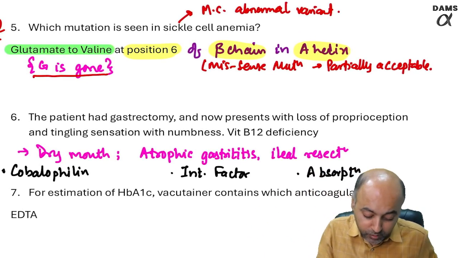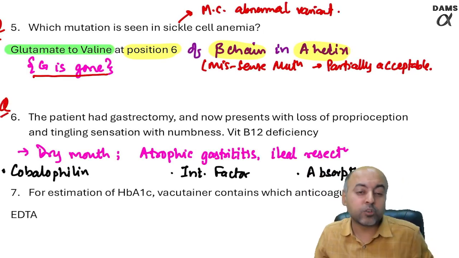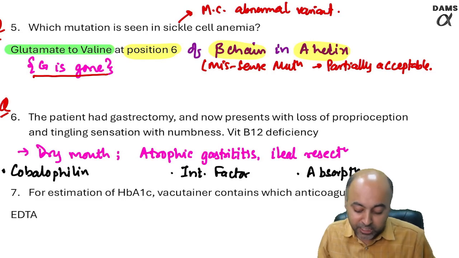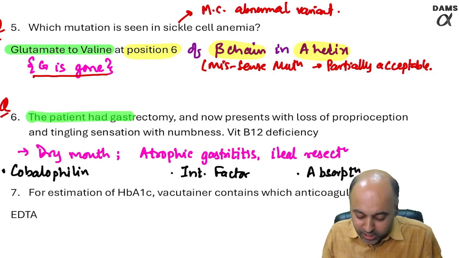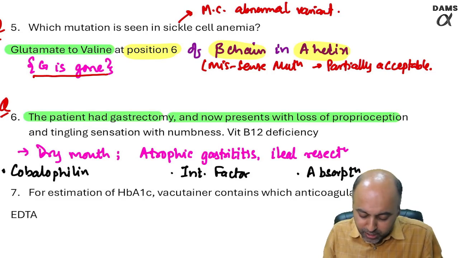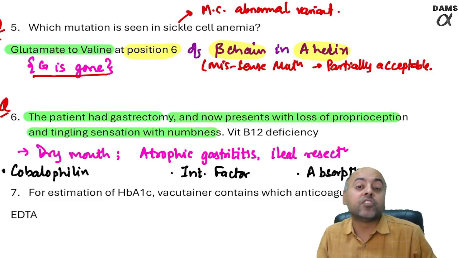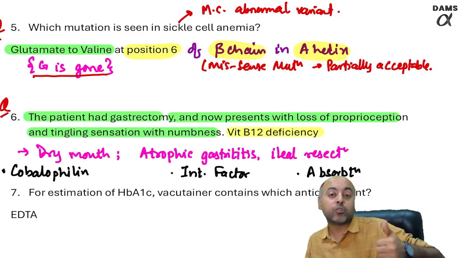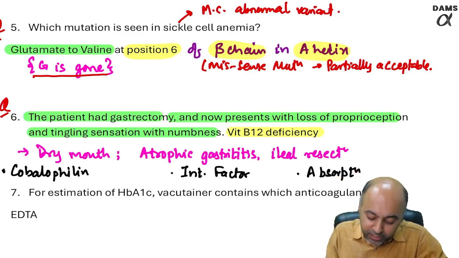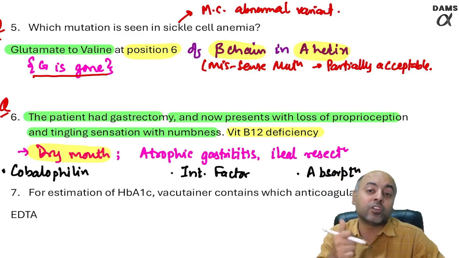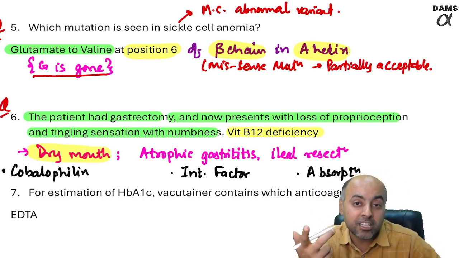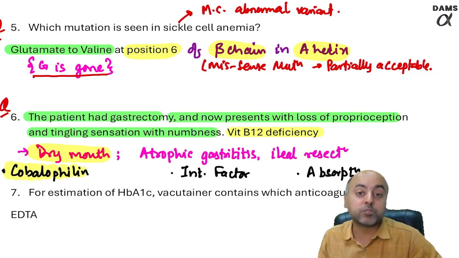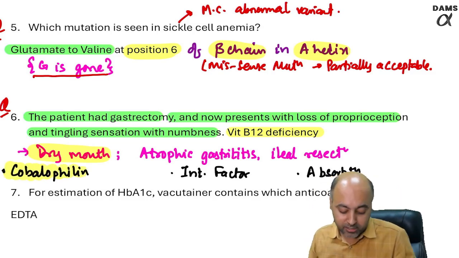Okay. Another very commonly repeated question that we're getting is how vitamin B12 deficiency is going to happen. Sometimes they can give a clinical case like this. Patient had gastrectomy and now presents with loss of proprioception and tingling sensation with numbness. Which deficiency? So remember, vitamin B12 deficiency can occur due to a problem in 3 areas. Number 1, if there is any problem in the oral mucosa, you can have dry mouth syndrome, keratoconjunctivitis sicca. In the mouth, there is production of the cobalamin-binding protein, which is responsible for protecting the B12 from the gastric acid.